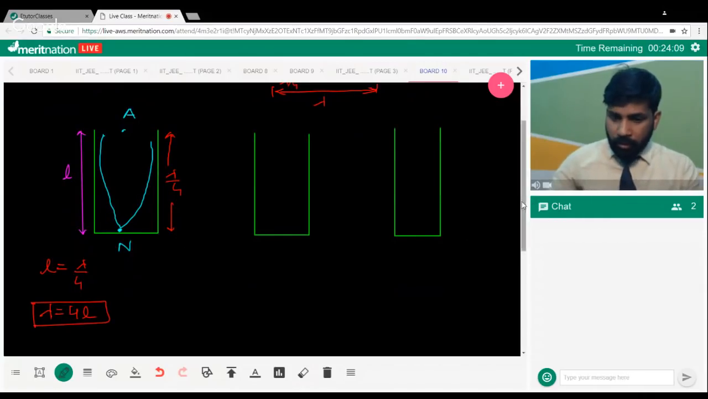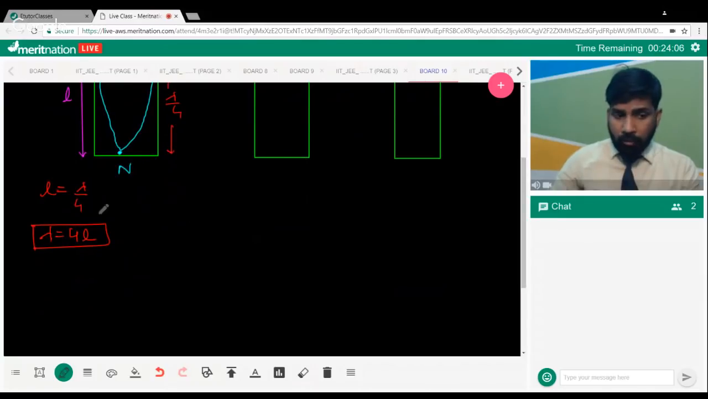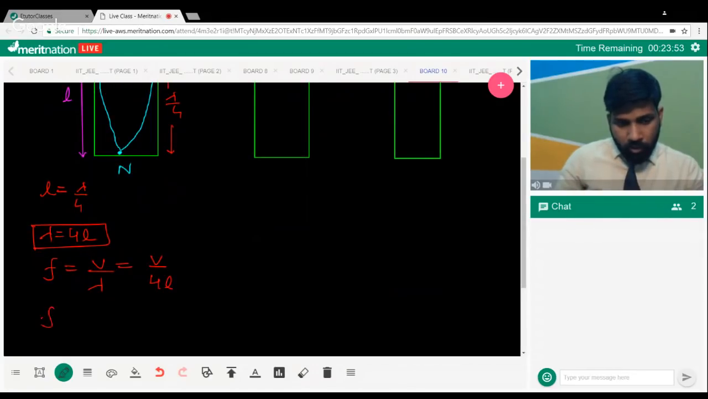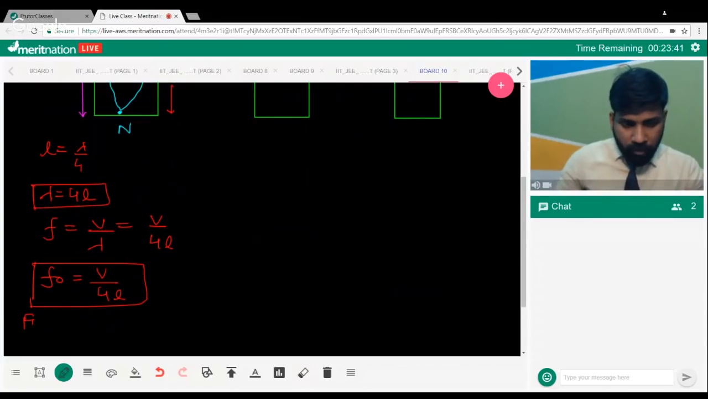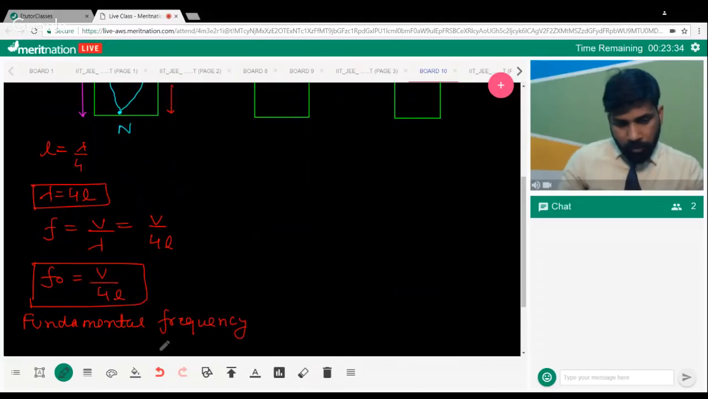Now we can find the fundamental frequency, or the frequency of this wave. Frequency f is equal to v by lambda, where v is the speed of air. With lambda equal to 4L, f is v by 4L. This is known as the fundamental frequency. So for a closed organ pipe, the fundamental frequency is v by 4L. Now let's talk about the second case here.